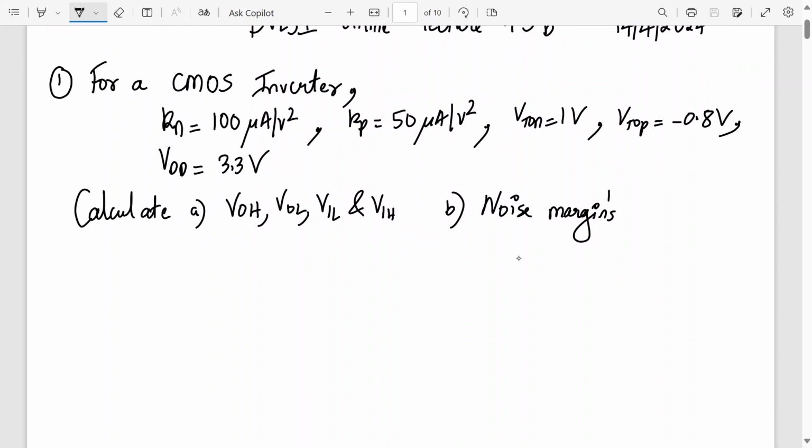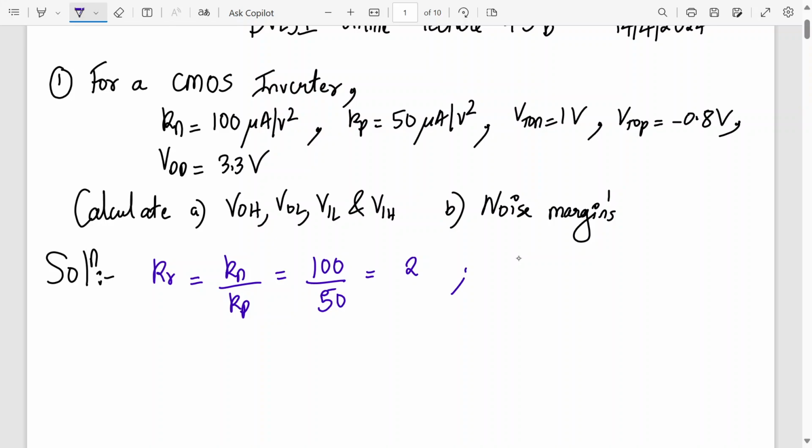From the given data, let's start by calculating KR first. KR is the inverter ratio, which is given by Kn by Kp. Here it is 100 divided by 50, which comes out to be 2. So KR is 2. And VTON is not equal to VTOP, so it's an example of an asymmetric CMOS inverter. That means we have to use the regular formulas which we derived in class last time in 44B.